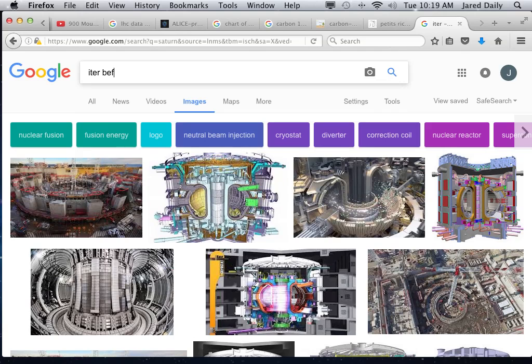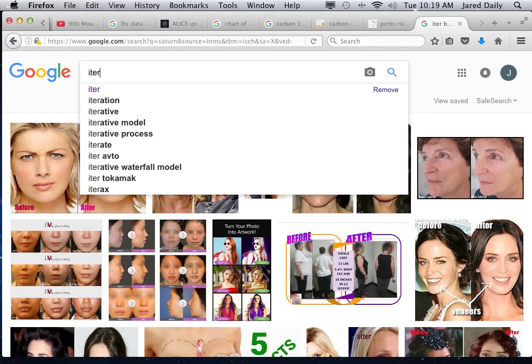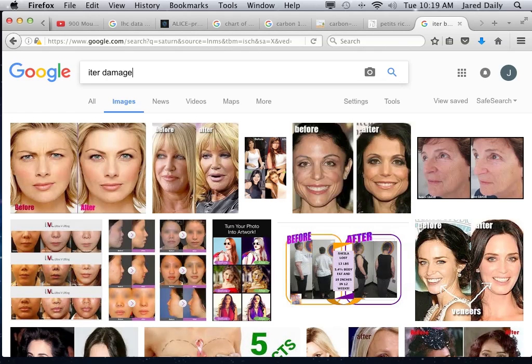ITER. What's that? Field? That's not what I'm looking for. ITER damage.